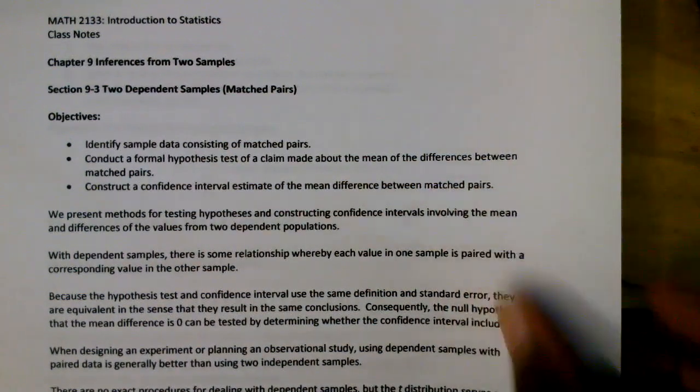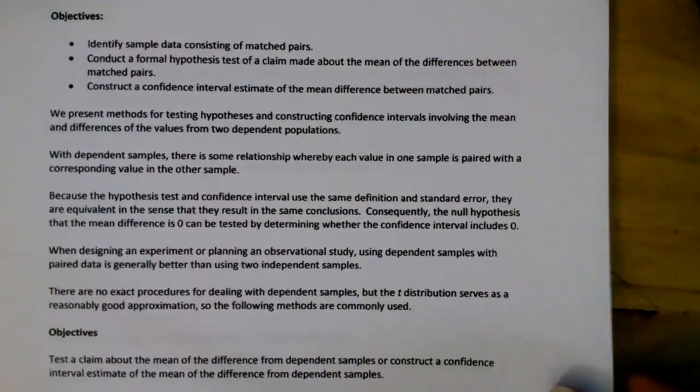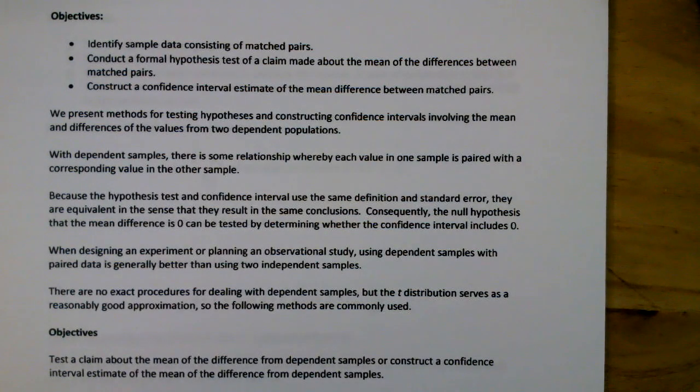Okay, now, when we have dependent samples, there is some relationship whereby each value in one sample is paired with a corresponding value in the other sample. Okay, so here, because our hypothesis test and confidence interval use the same definition and standard error, they are equivalent in the sense that they result in the same conclusions. And consequently, the null hypothesis that the mean difference is zero can be tested by determining whether the confidence interval can include zero.